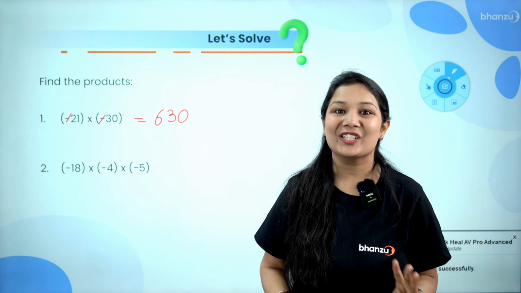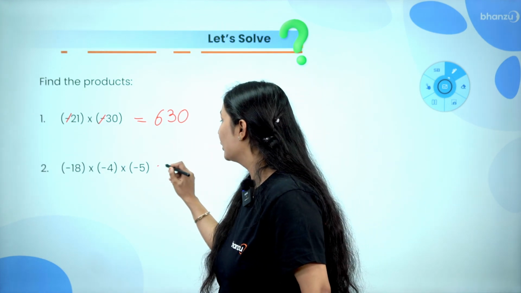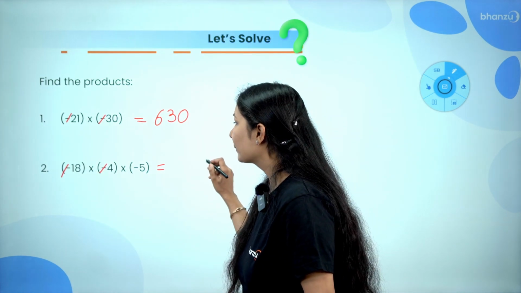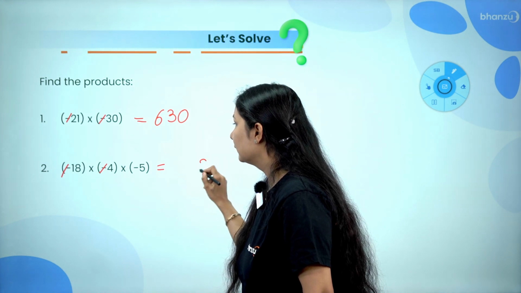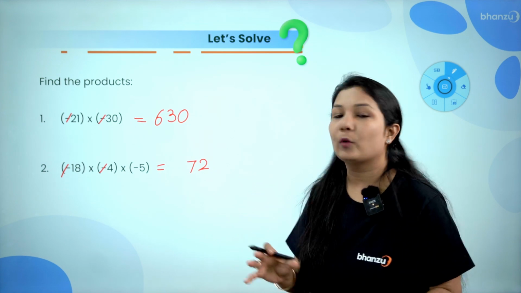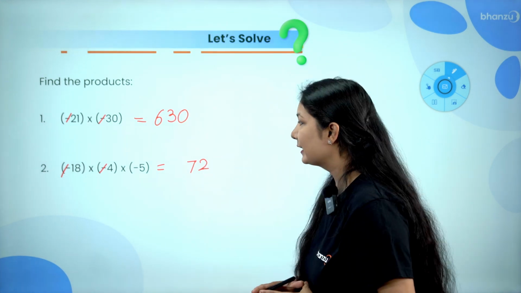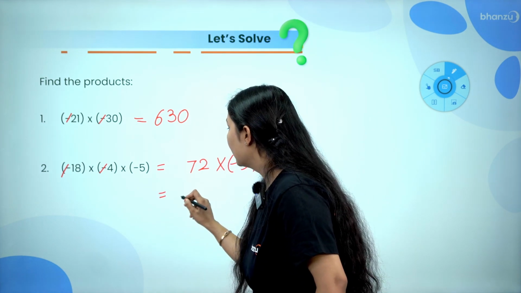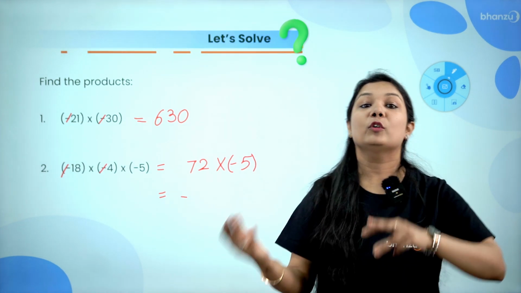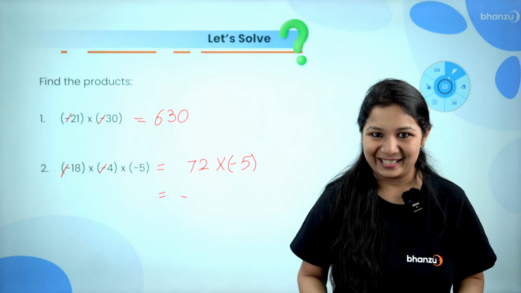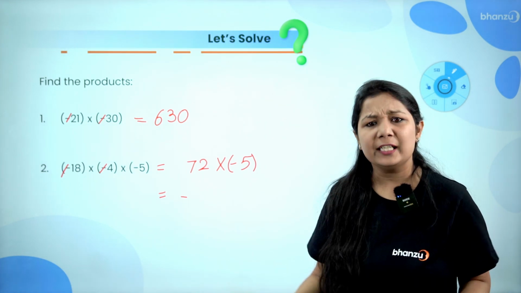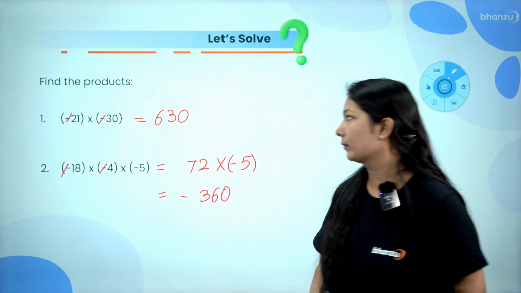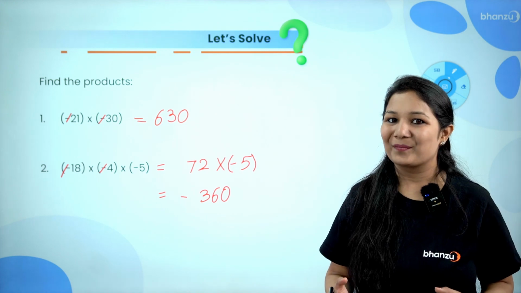Now in the second one, what do we have? We have three integers. So what to do? Over here we should multiply the first two, right? So what is 18 fours? 8 fours is 32, 18 fours is 72, into minus 5. So what do we do? Now different signs, we put the negative sign, because if two integers are multiplied and they have different signs, the product is a negative integer, right? Now 5 twos are 10, it would be minus 360. Got it everybody? Yeah? Yes?